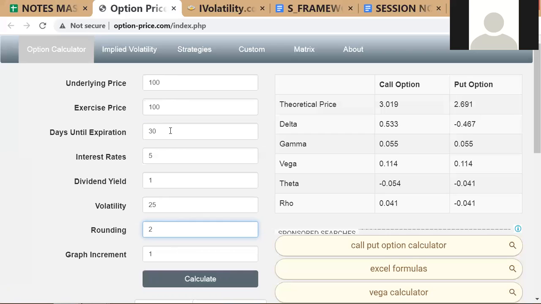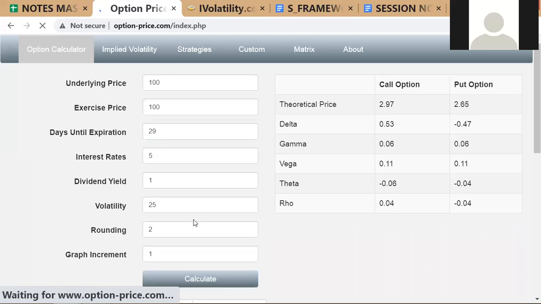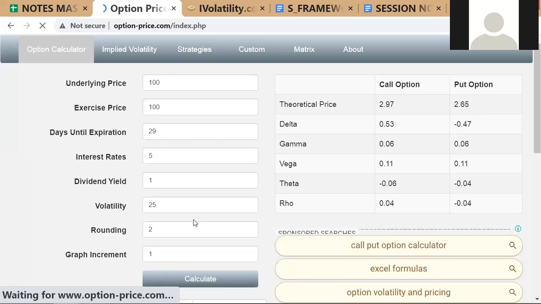The call option price is 3.02 for 30 days. If we keep everything else the same, and we change it from 30 days to even 29 days, see what happens to the option. The value has dropped from 3.02 to 2.97. We didn't change anything except the days until expiration, by 1 day.